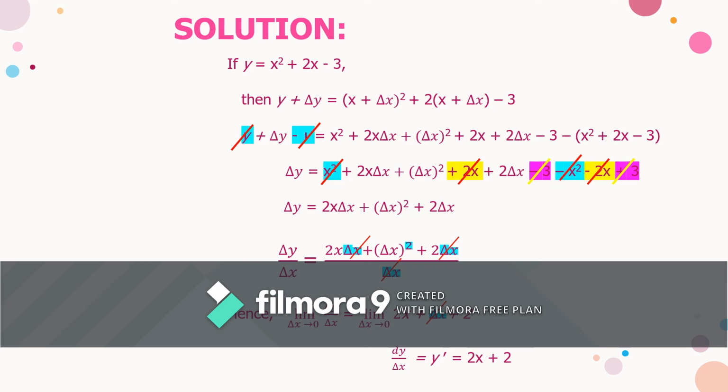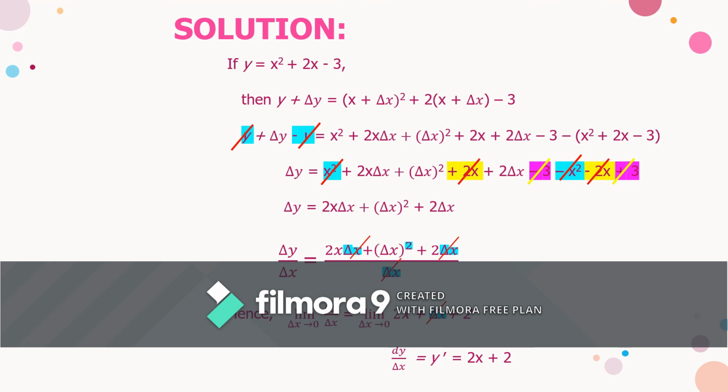And then the next step is we will divide both sides by delta x. So delta y over delta x on the left side, and on the right side we have 2x delta x over delta x, so what is left is 2x. The other one, delta x squared over delta x, equals delta x. And 2 delta x by delta x, we have 2. So what is left on the right side is 2x plus delta x plus 2.